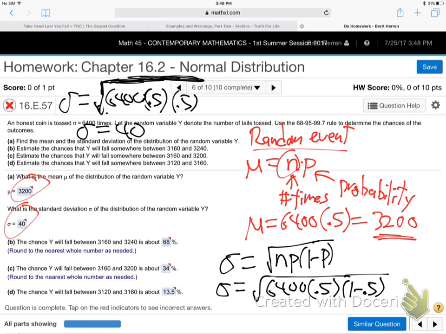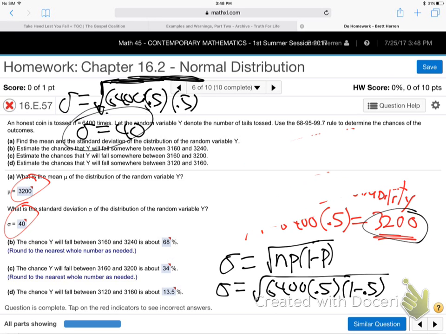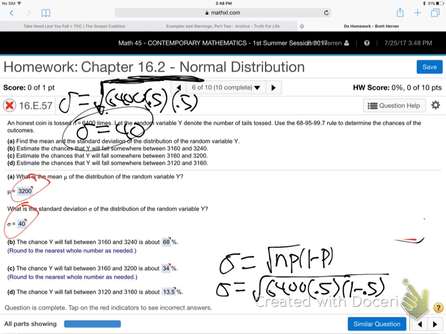So what are we supposed to do with that? Well, you know that means bell curve, right? This is the middle, 3,200 is the middle. This is the jump from line to line. So I'm going to erase this. Hopefully you got that written down. We'll do more of this next time.